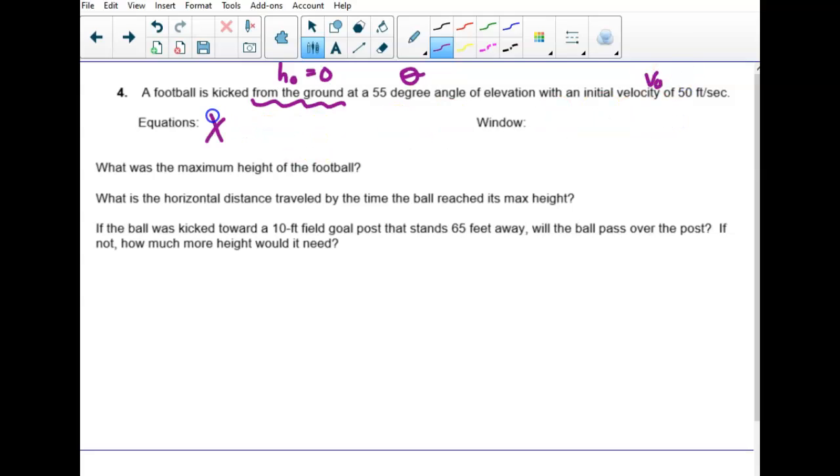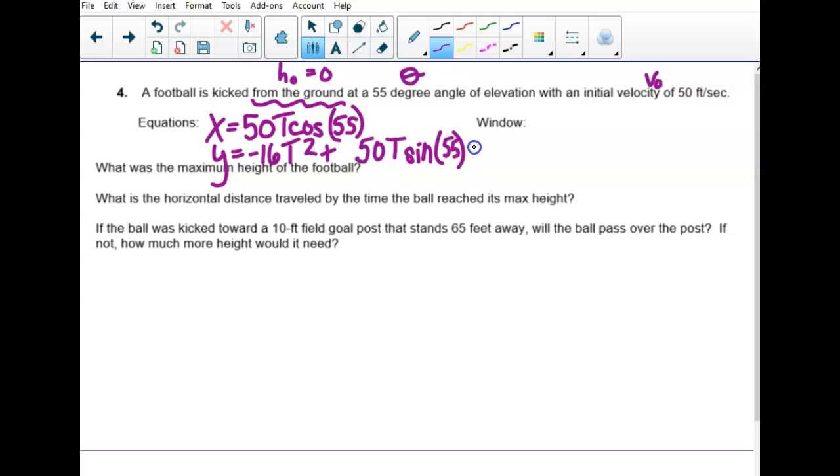So the x equation, somebody quickly. 50 t cosine of 55. Nicely done. And the y, sine, right? Yep, sine of 55. And there was no initial height, so you wouldn't need anything there.